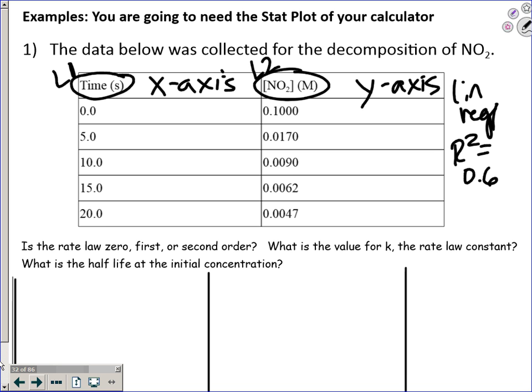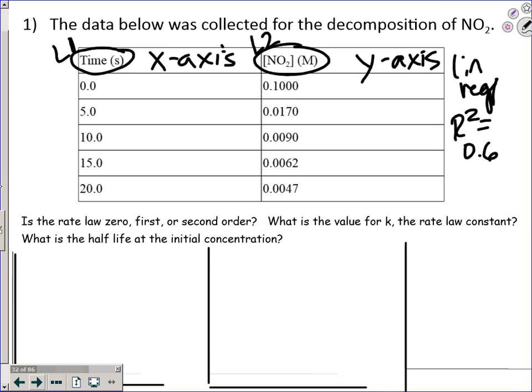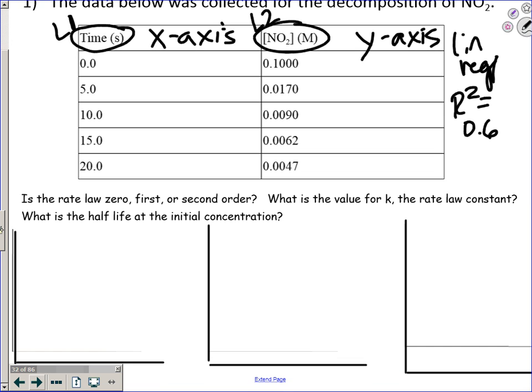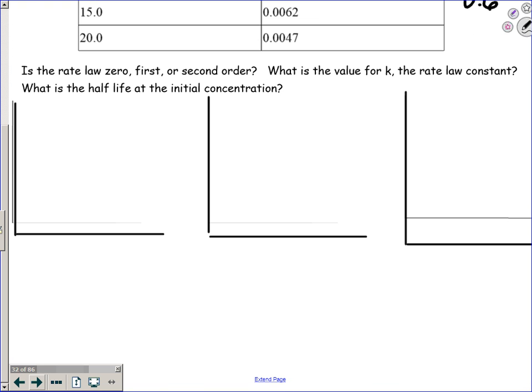Okay, a majority rules, it looks like most of us did. I do have the answer someplace up here. Yeah, I got like 0.67. So I'm going to go down to this graph right here. The first graph, I'm going to call it zero order. So the correlation between time and concentration looks like what? Is it linear, yay or nay?